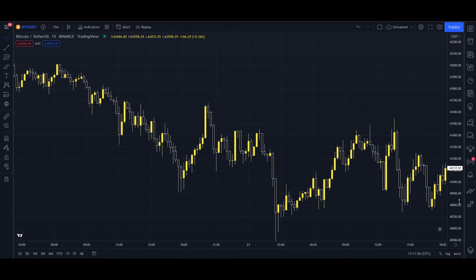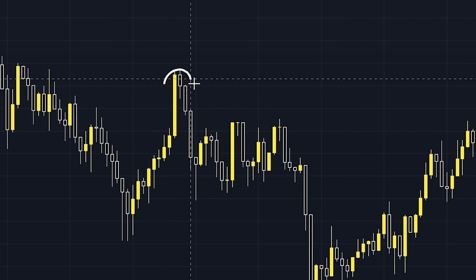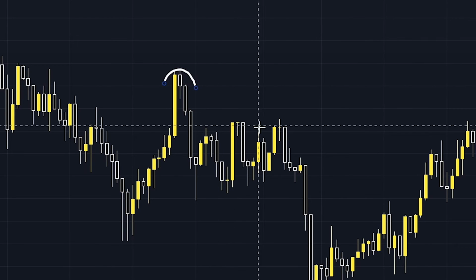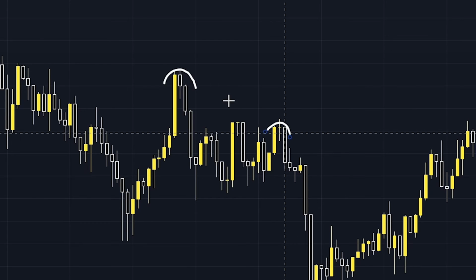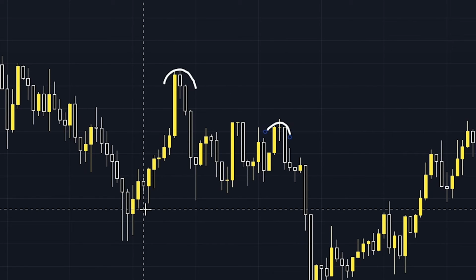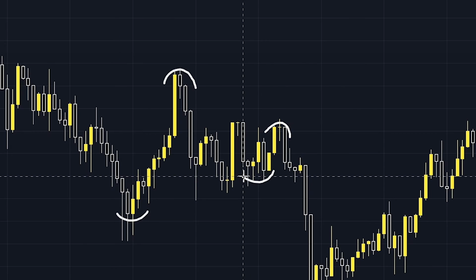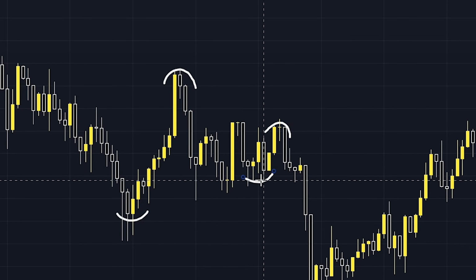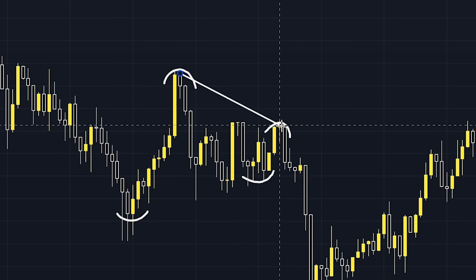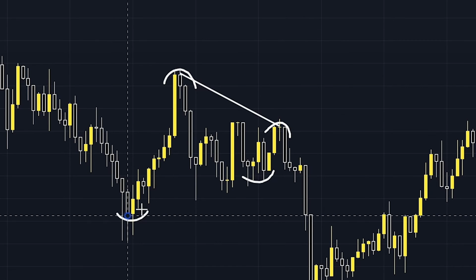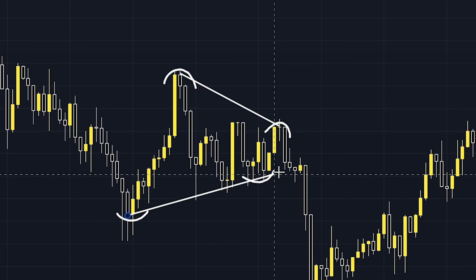How to open a short position using the symmetrical triangle? Everything is literally the same. First, we have to find two highs, and the second high should be lower than the first one. Then we have to find two lows, and the second low should be higher than the first one. Then we connect these two highs with a trend line and these two lows with another trend line.